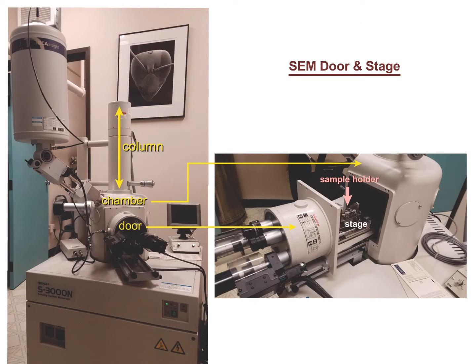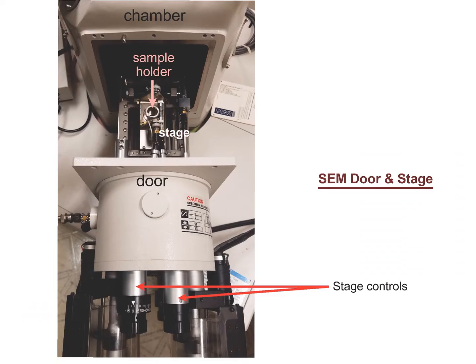If we open the door to the chamber, we see what is called the stage, upon which is located a holder where the specimen or sample can be placed. Let's look at this area a little more closely. Here, we're looking straight down on the opened door and the stage. The controls on the outside of the door allow for changing the position of the stage and specimen when it's in the chamber, so that the specimen can be viewed from any angle.